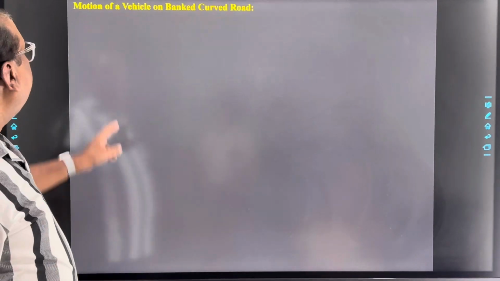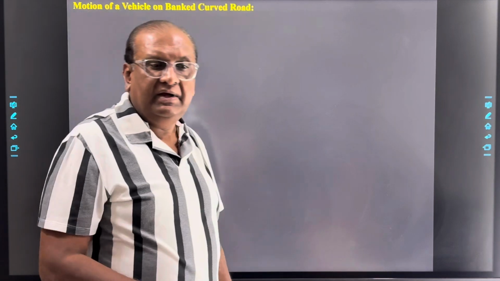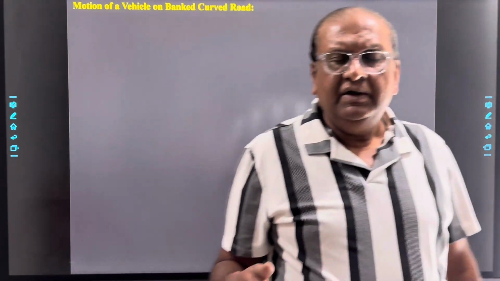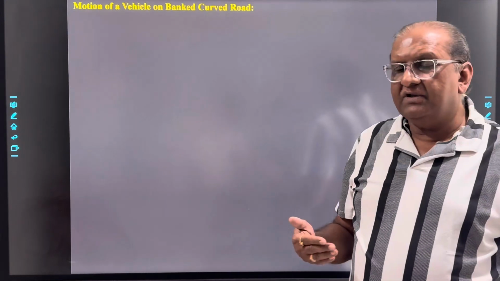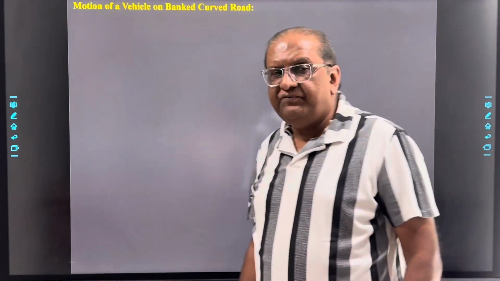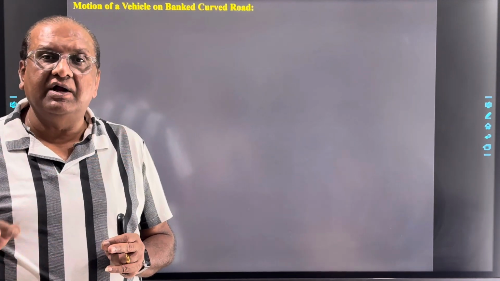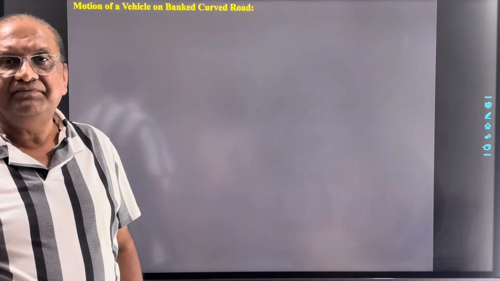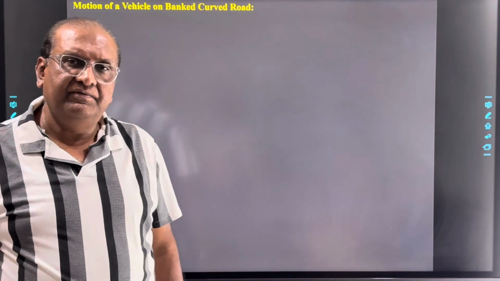Now next topic, that is motion of a vehicle on banked curved road. Now see here, we already discussed the maximum safe speed for the level curved road, right? So if any vehicle moves on that particular road with speed greater than V maximum, which is equal to under root mu s R g, definitely that vehicle will slip off.